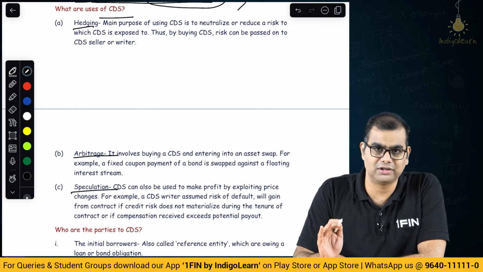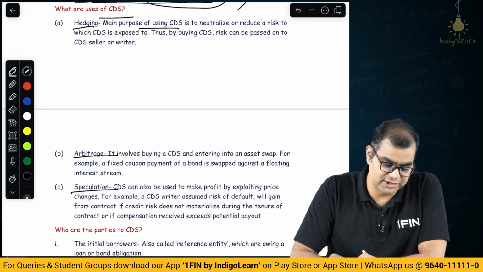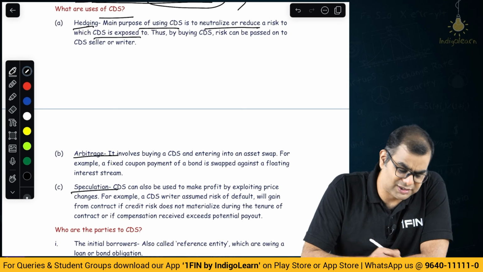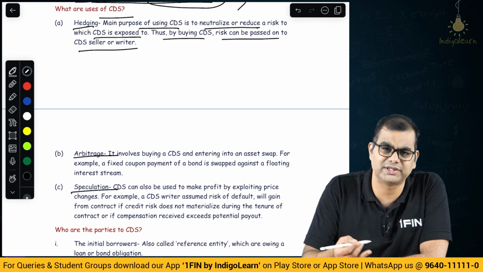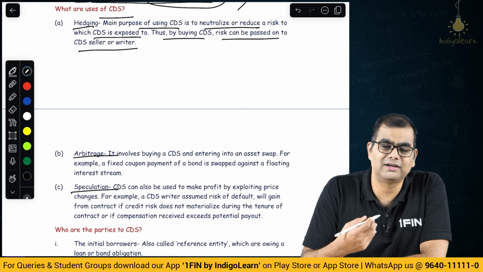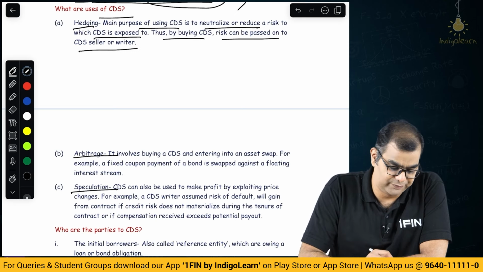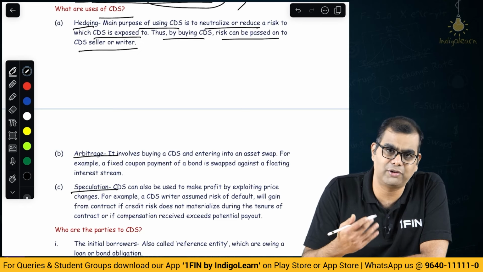What is hedging? Student A purchased a bond of AB Limited and wants to hedge now, right? The main purpose of using a CDS is to neutralize or reduce the risk to which the bond holder is exposed. Thus, by buying a CDS, risk can be passed on to the CDS seller. So basically, Student A is buying something from Deutsche Bank, correct? Hedging: you already have a bond of AB Limited, and against that bond you are buying a CDS.